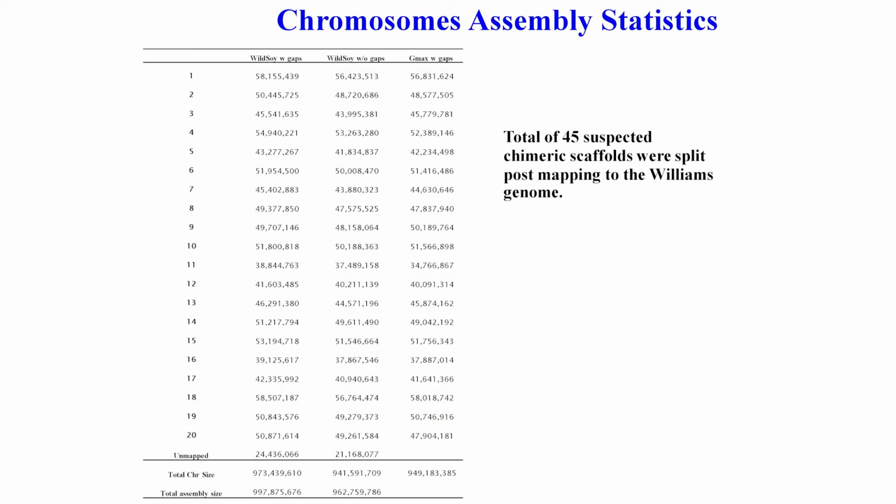This is the assembly per chromosome. From the preliminary data, you can see some better chromosome assembly statistics here when compared to Williams 82, and some of the chromosomes are a little bit bigger than what we got in Williams 82.